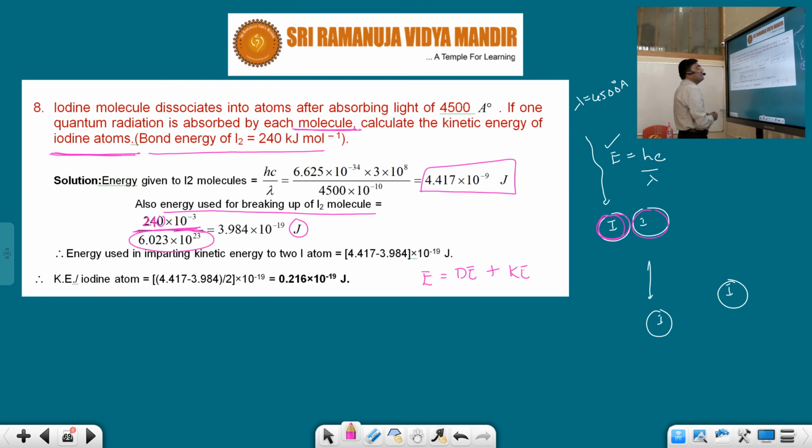Why Avogadro number? This is given per mole. One mole means Avogadro number of molecules, 6.023 into 10 power 23 molecules. But I require the energy for one molecule. So for one molecule, you have to divide it by 6.023 into 10 power 23. That's why you get this energy.